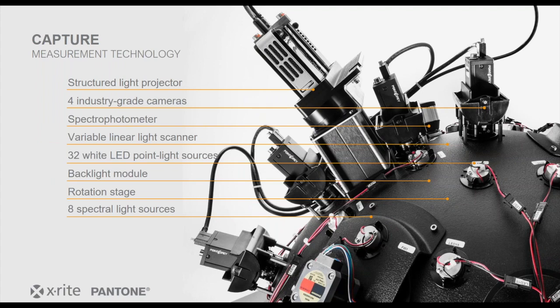As I mentioned, the capture technology here is a bunch of cameras, including a bunch of light sources, 32 LED light sources. 8 of them have spectral filters in front. There's a structured light projector for extracting normal maps and height maps. We have a backlight to do transparency, and the stage rotates so that we can get anisotropic measurements. We have a spectrophotometer too for making sure that the color is calibrated well. In addition, there's a variable linear light scanner.